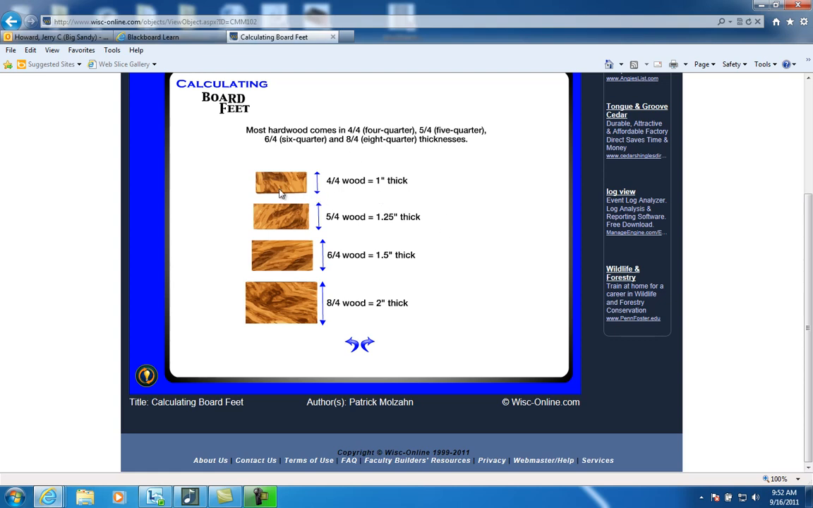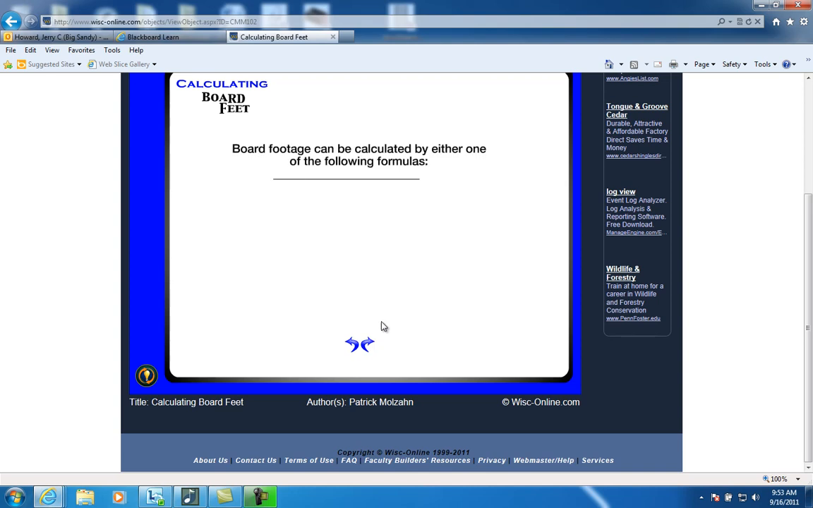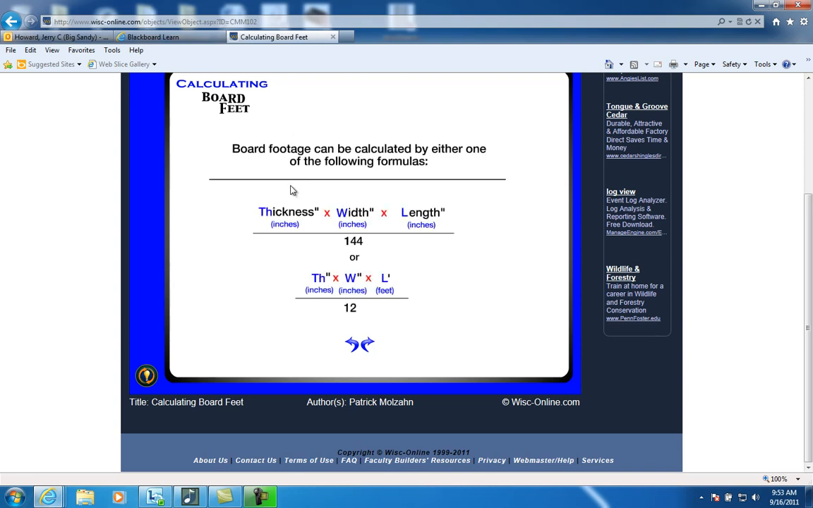So, if you see this, when you're calculating, 4/4 is 1 inch thick, 5/4 is 1.25 inches, 6 quarters 1.5, 8 quarters are 2 inches thick. And here's the formulas I was telling you about. There's 2 ways to determine board feet. Again, you have thickness times width times length. Now if you look, all of the units are in inches on this one, and then you divide it by 144.